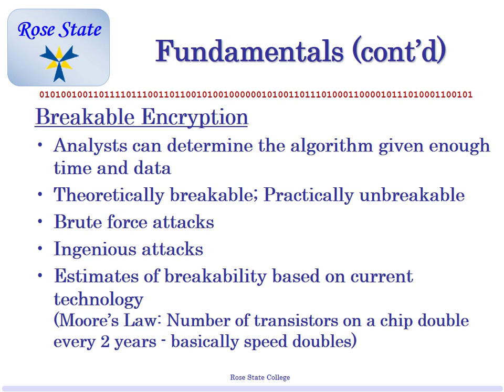Breakable encryption: analysis can determine the algorithm given enough time and data. So if I had something that's encrypted, and you give me enough time and enough data, I could probably figure it out. That's how they tried to break the German code. They had new data every day, they just didn't have the time. It changed every day. So theoretically breakable is practically unbreakable, and we probably can.